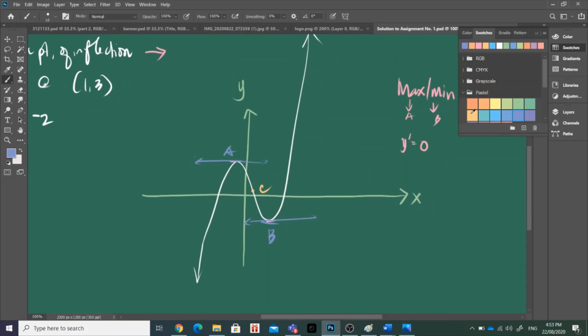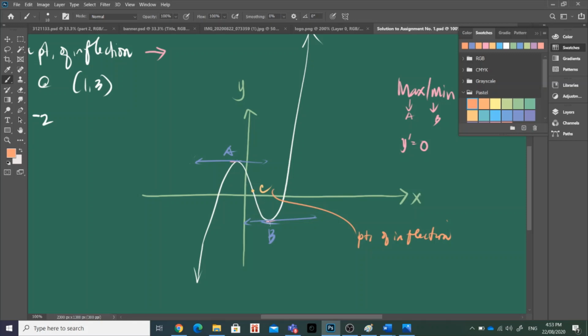Ano yung point C? Point C is actually the point of inflection. Yan, point of inflection. So as you can see, it is a point where the curve changes from concave downward to concave upward or vice versa. Okay? So from concave downward, kung dito ka, concave downward. Kung dito ka titingin, concave upward or vice versa.